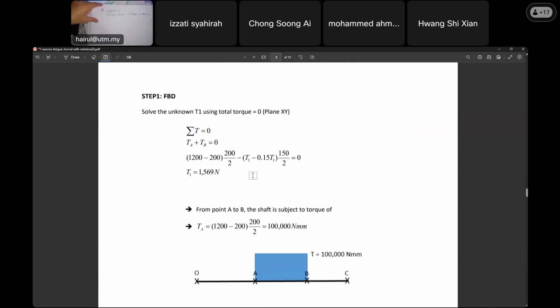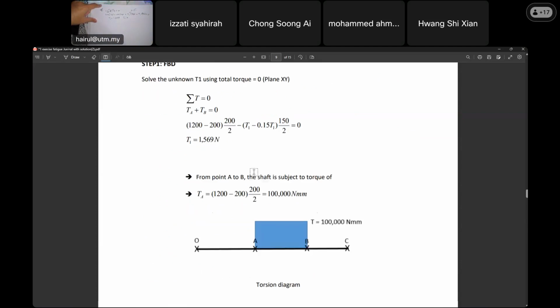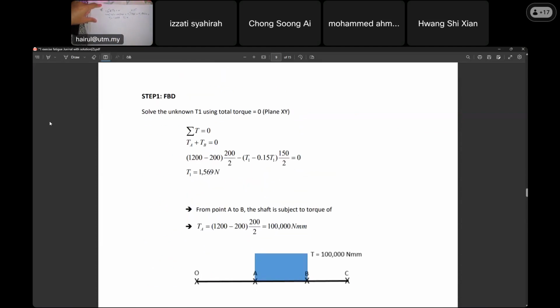As mentioned, T2 is 0.15 T1. Mine is counter positive, it's okay, the same thing. From here, since T2 is 0.15 T1, if you look at my live video, we can get T1 is 1.569, and T2 is 0.15 T1, so T2 we can solve.